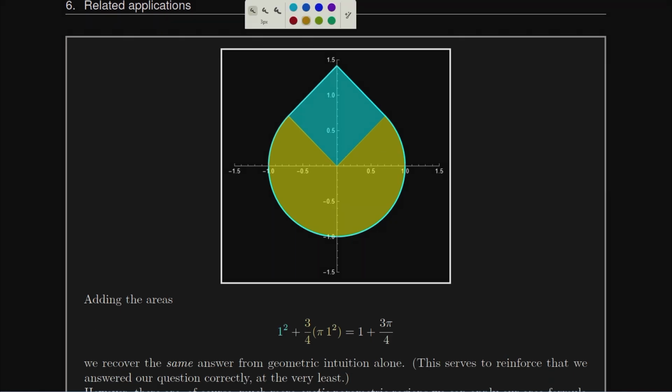What's the area of a 1x1 square? The square is equal to 1. What's the area of 3/4 of a circle of radius 1? The area of the circle, and really it's a 3/4 circle, is going to be 3/4 pi r squared, pi times 1 squared. What happens if I add 1 to 3/4 pi? Yeah, I'm going to end up with 1 plus 3/4 pi.